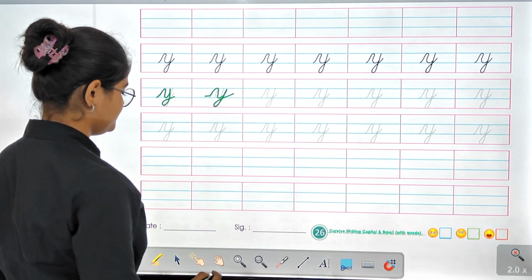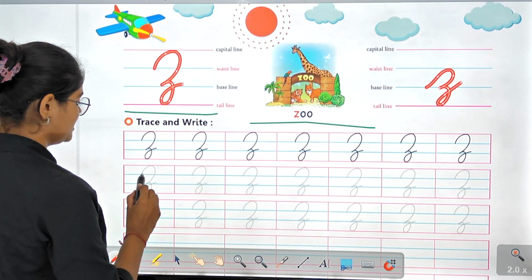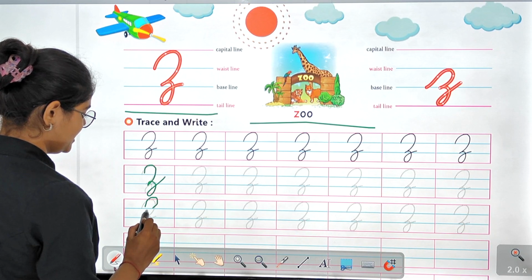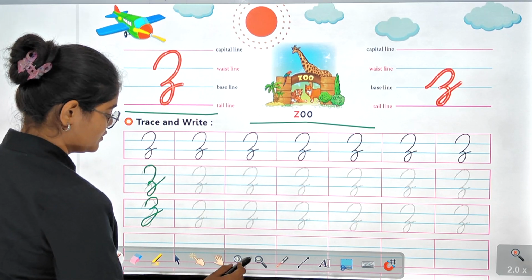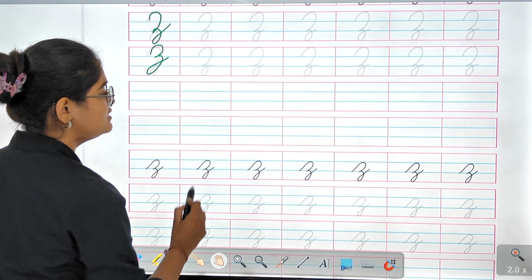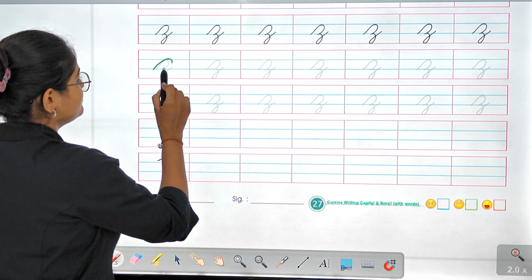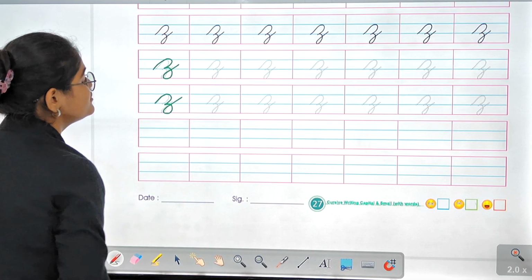After that, Z for zoo. So let's make Z. Z for zoo. Moving to the small one. Z for zoo.